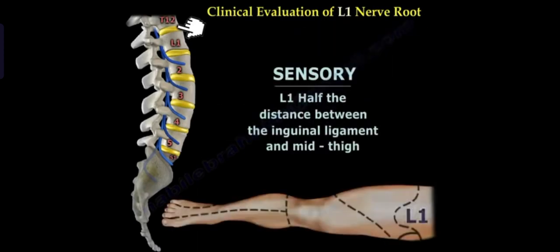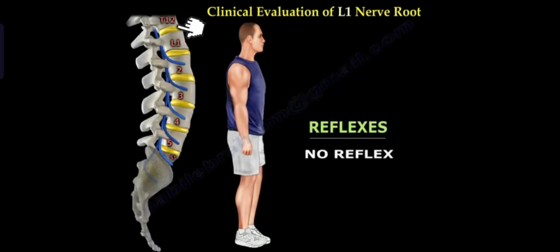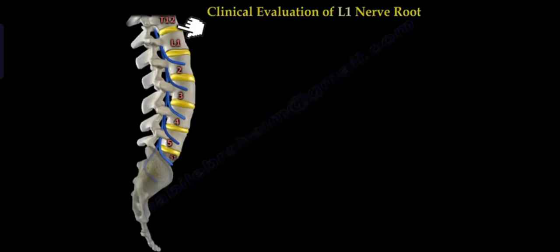We start with the sensory. The sensation of L1 is half the distance between the inguinal ligament and mid-thigh. Motor: hip flexion, which comes from the iliopsoas, L1, L2, and L3. There is no reflex for L1.